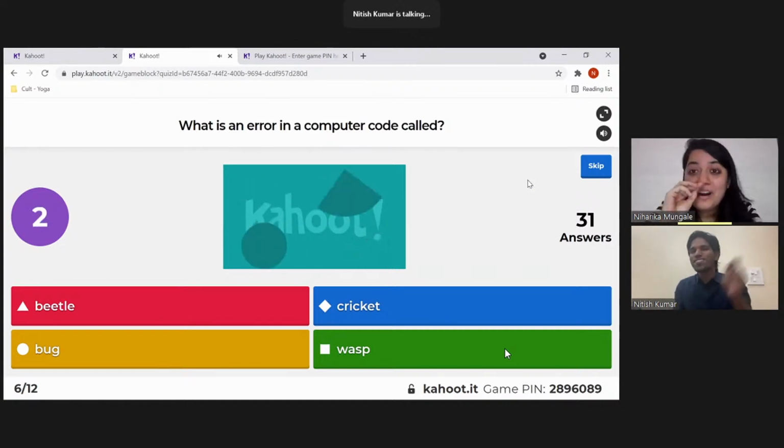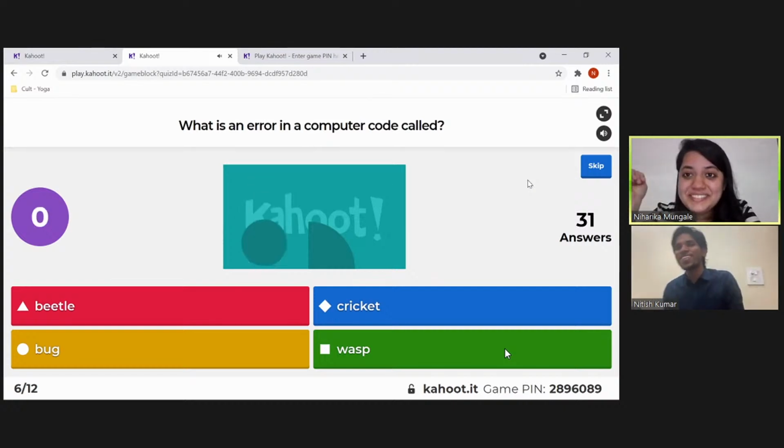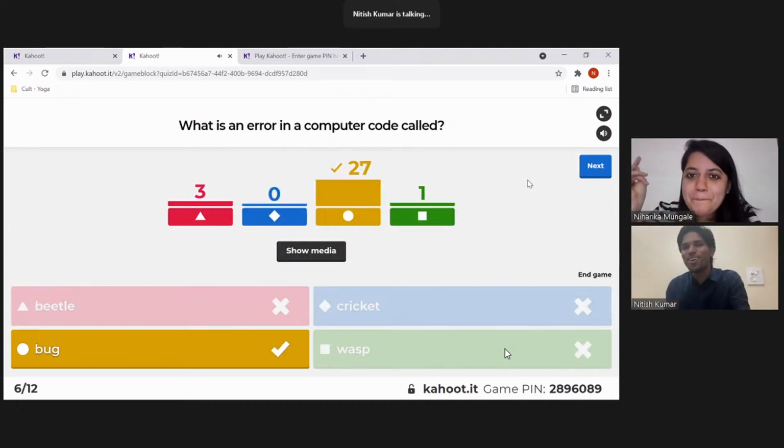The very first time a code did not work, they found out that there was a bug trapped in one of the tubes. And since then, any error that causes a computer program to not run is called a bug in your code.